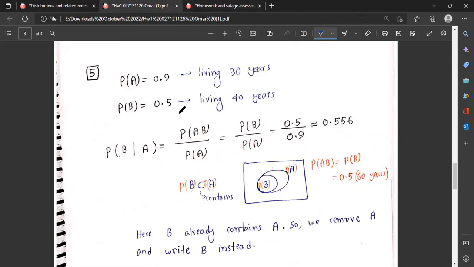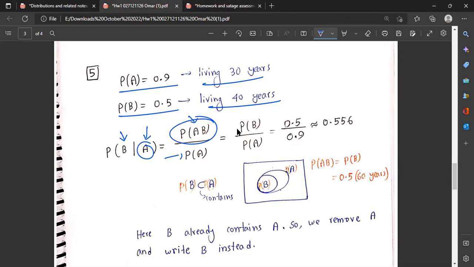I have drawn a Venn diagram here. P of A is given, living 30 years. P of B is given, living 40 years. The condition is that it has lived 30 years. It will be their intersection divided by the condition. So we know that P of AB equals P of B, and then divided by P of A. You see here, the Venn diagram. This is the total probability part, right?